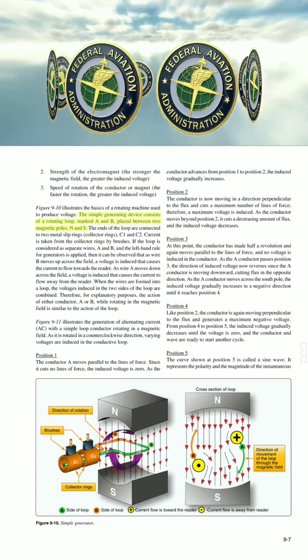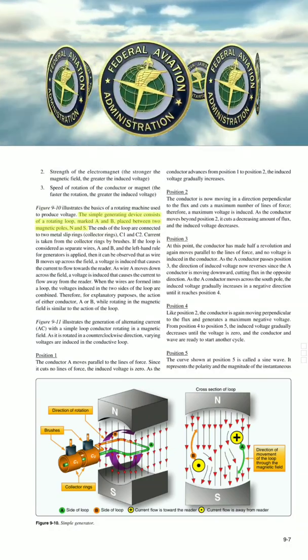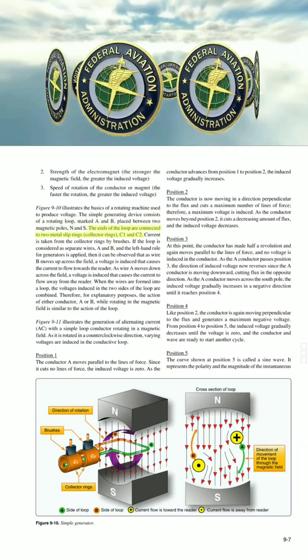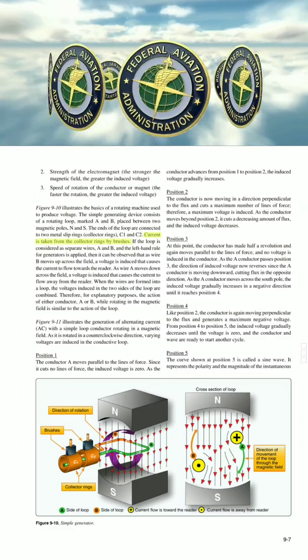The simple generating device consists of a rotating loop, marked A and B, placed between two magnetic poles, N and S. The ends of the loop are connected to two metal slip rings, collector rings, C1 and C2. Current is taken from the collector rings by brushes.